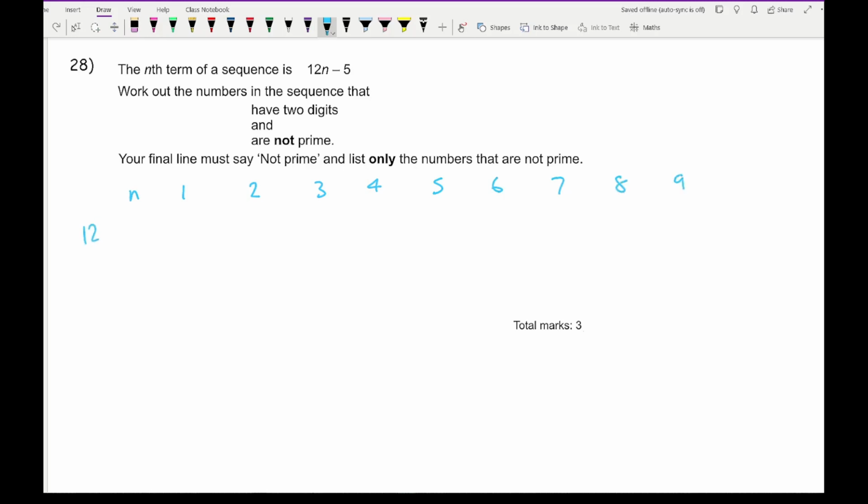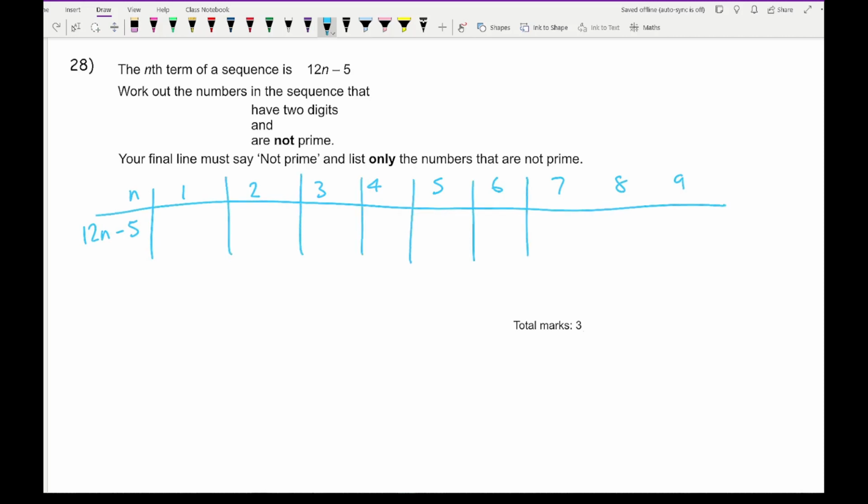And what I'm going to do is substitute those numbers into my sequence, like so. So when I substitute n equals 1 into this, 12 times 1 take away 5 is 7. Then the next term is 19, then 31, then 43, then 55, then 67, then 79, then 91, and then 103. Now I can discount 7 and 103 because it needs to be 2 digits. Now from this we just need to pick out which ones are not prime.